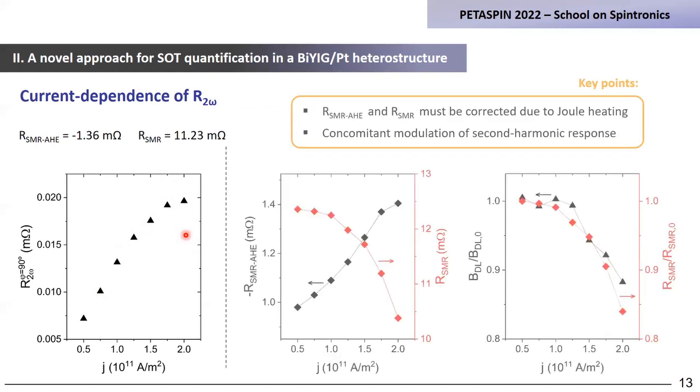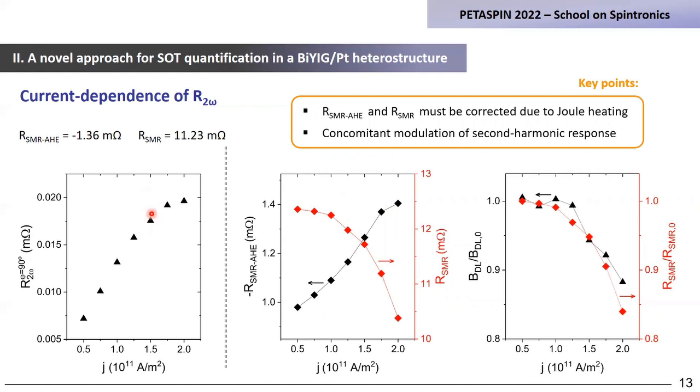We have also checked the current dependence of the SMR related parameters, and the results are depicted here in this graph. What we see is that whereas the anomalous Hall-like coefficient in black color is seen to slightly increase along with the current density, the spin Hall magnetoresistance decreases dramatically and more significantly above this threshold from which deviations from linearity were previously observed here in the second harmonic response.